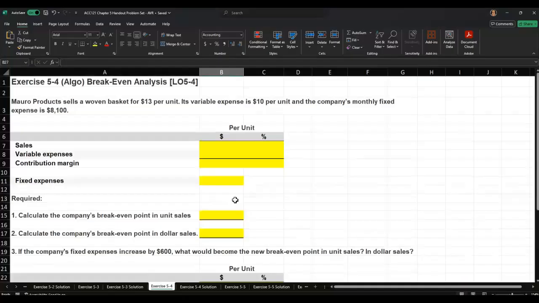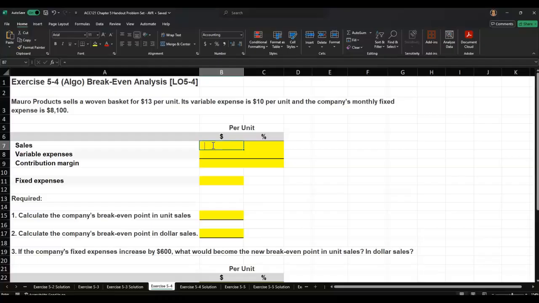A woven basket for $13 per unit. Its variable expense is $10 per unit, and the company's monthly fixed expense is $8,100. All right. So again, all we're doing is, they gave it to you in narrative format. I gave you a place because if you can capture the relevant data, then all we have to do is point to the cells and use it as we need to.